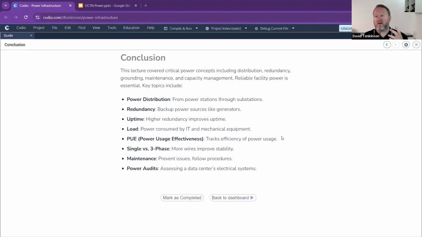Single phase versus triple phase. You're working in a data center, it's all going to be triple phase when it comes in to give you that extra maintenance. And then the maintenance, what we need to follow, things we need to check. Worn cables need to be noted, as well as things like leaking fluids in the generator systems or anything else around there. And power audits that show us how we are managing with our power systems. So I thought at the end we'd just have a very quick quiz.